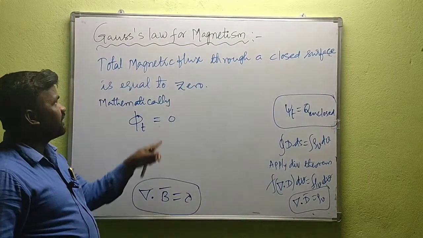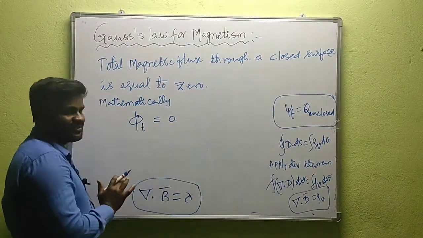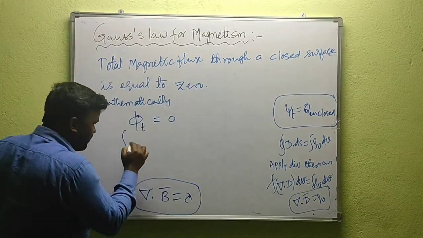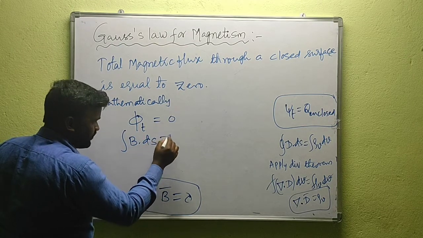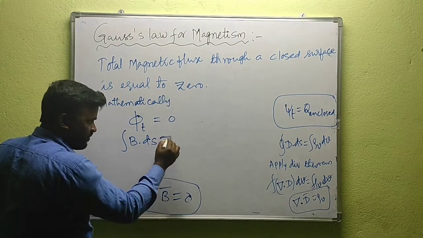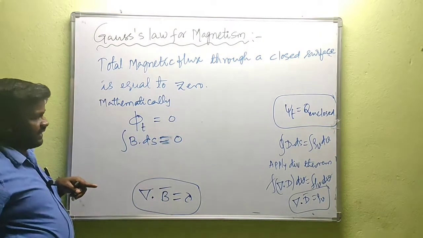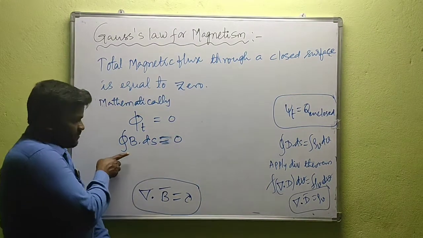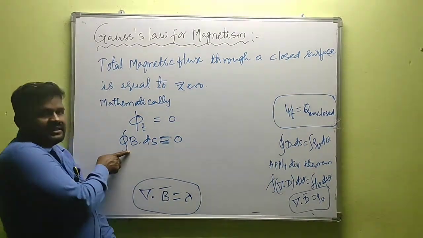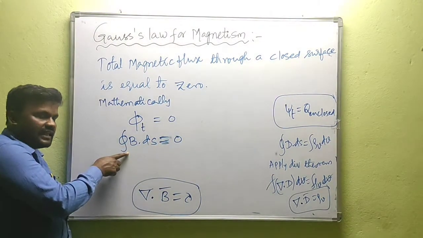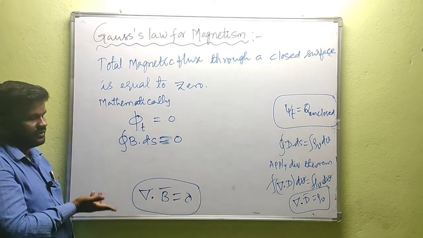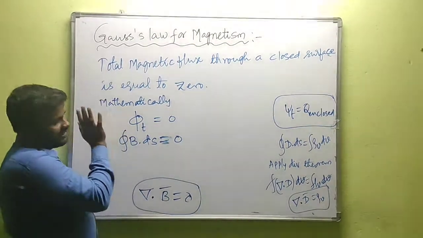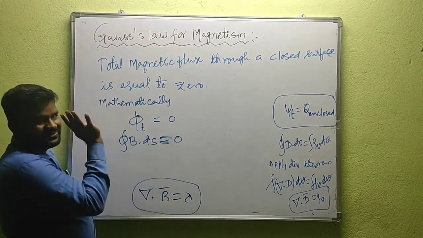Now we will derive this using the statement that magnetic flux through a closed surface is equal to 0. What is the relationship between flux and flux density? The surface integral of magnetic flux density is nothing but magnetic flux. As it is a closed surface, we need to take the closed surface integral. I am repeating: the closed surface integral of magnetic flux density is equal to the magnetic flux, and as it is 0, this is 0.